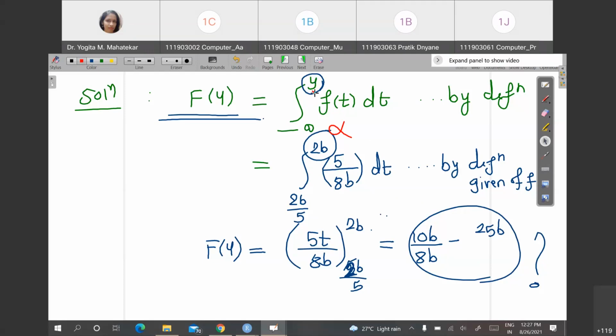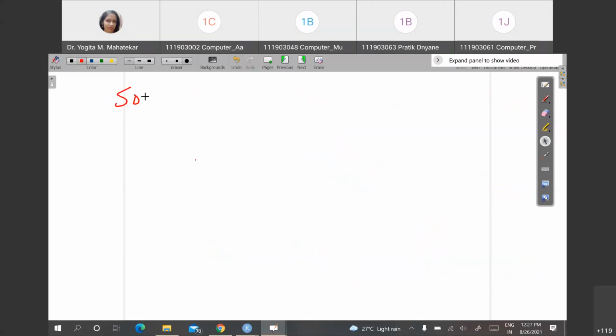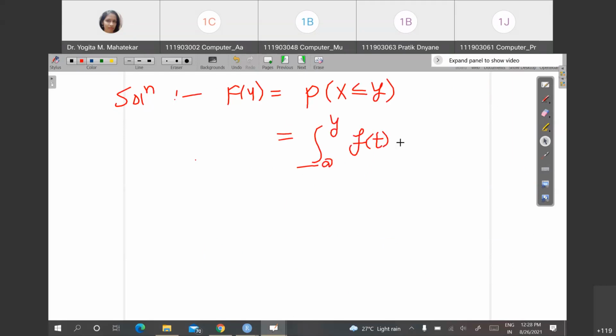So let me go to the next page. Here we have to find the cumulative distribution function, right? So capital F of y is the probability that capital X is less than or equal to y for a continuous random variable. So it is the integral from minus infinity to y of f of t dt. Up to here it is okay. Now you have to just put in f of t. I know it starts from 2b by 5, but I have to find it at y. So the upper limit remains y. And then you integrate 5 by 8b dt.